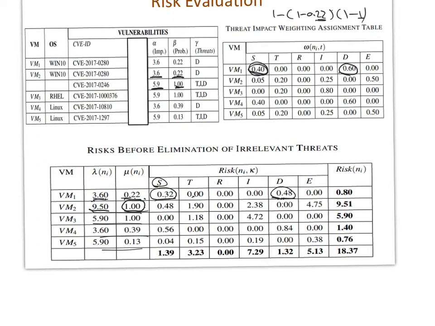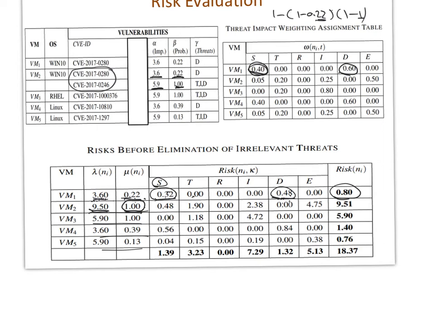And of course, as we said, the summation of all these weights has to be 1. So the summation of these two is 3.6 times 0.22, which is 0.8. The topic is easy, very straightforward. All we need to pay attention to is if we have multiple vulnerabilities, we need to be careful when we calculate both the impact and the exploitability, or the probability of a successful attack.